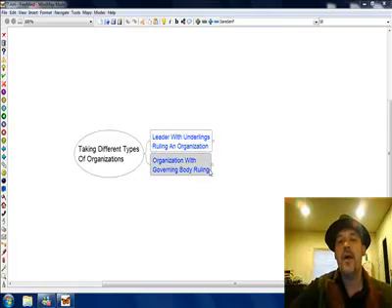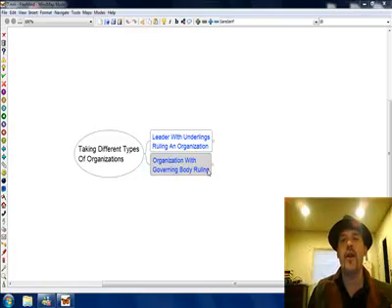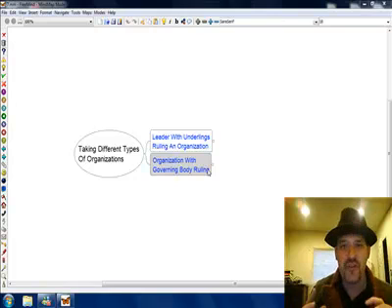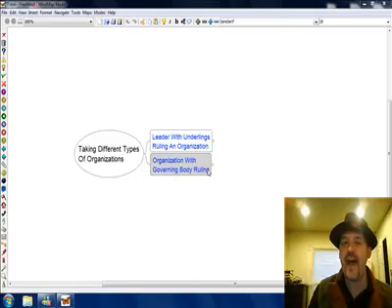The second type is an organization with a governing body running the show. An example would be any situation where there's rule by committee, basically. You've got a committee running things, a group or a council of people running things, a board of directors, something like that. Those are examples of an organization with a governing body that's running the show.